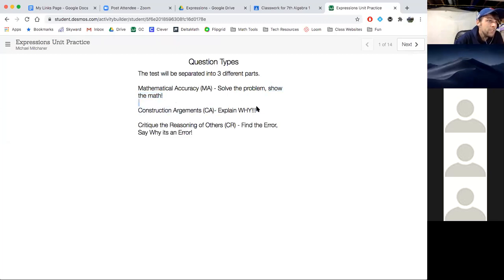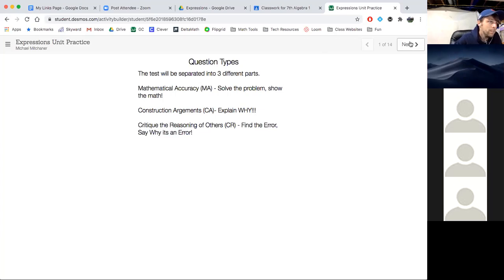To get full credit, you're going to need to show something there for a lot of these problems, show the steps. Constructing arguments, this is where we're going to be explaining why. So we're not just going to be solving a problem, we're also going to have to explain why and how we solved it that way. The third thing is to critique the reasoning of others. So these are going to be problems that are done slightly incorrectly, and we need to find the mistake, find the error, and say why that's not correct. So we'll go through some of each of these types, okay?